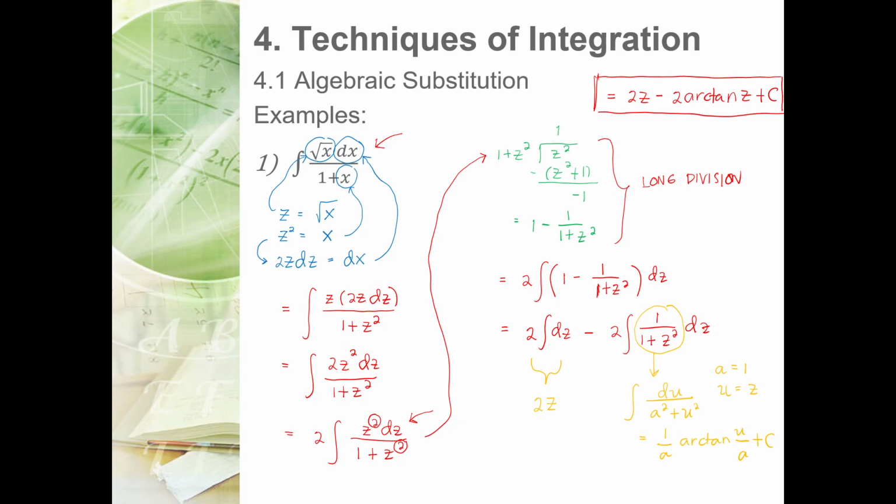Okay. So any more questions? Okay, so I think there's no question. Okay, so let's proceed with the second example.